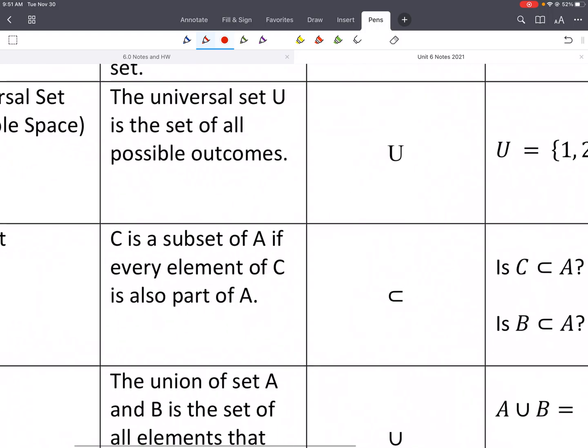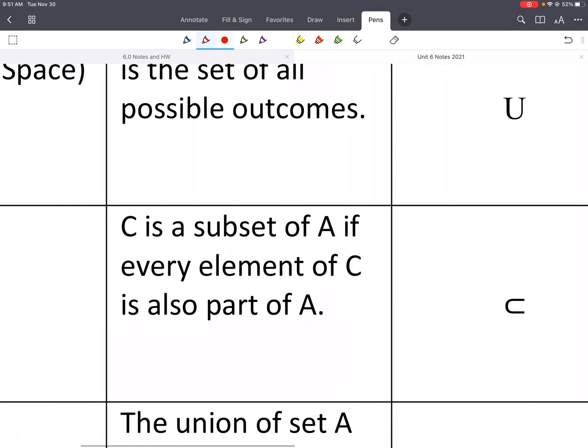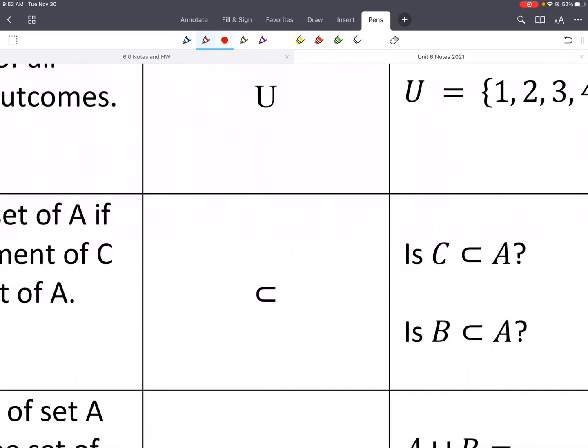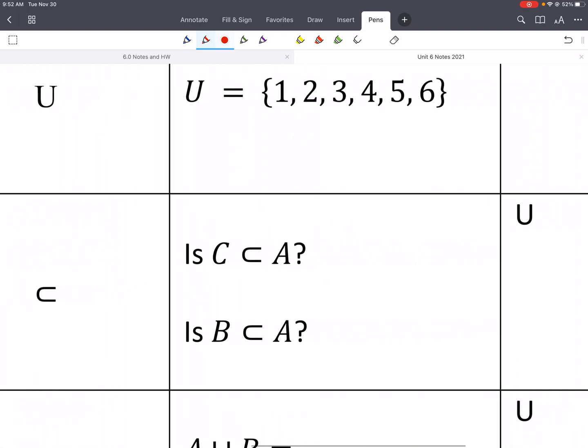Here's the definition. If we have C as a set, C is a subset of A if every element or every part of C is also part of A. Here's the symbol that we use. It's like a U on its side. And these are the types of problems that you'll run into. Is C a subset of A? That's what that means. And we'd say yes or no.